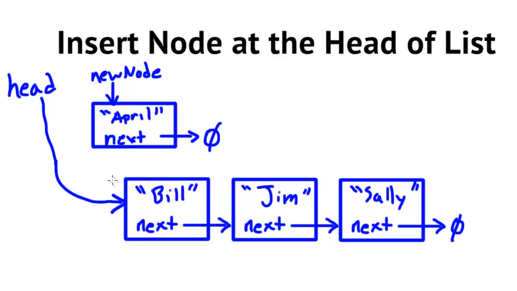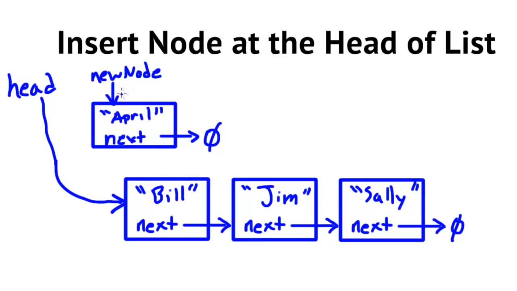So in the second case and the third case, what we'll do before we get to either one of those cases is we'll actually do a traversal and find out where that node belongs. In this case, the traversal doesn't go too far. We look at the first node here, and the first node has this data member for the name Bill, and our new node has the name April, and we see that April should go before Bill, so this node should be going at the very head of our list.